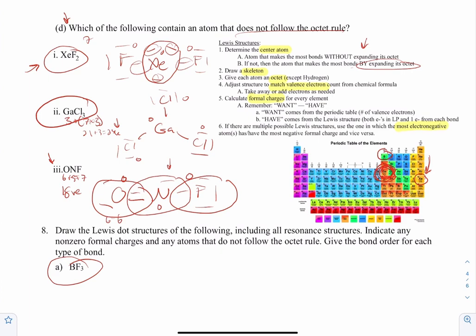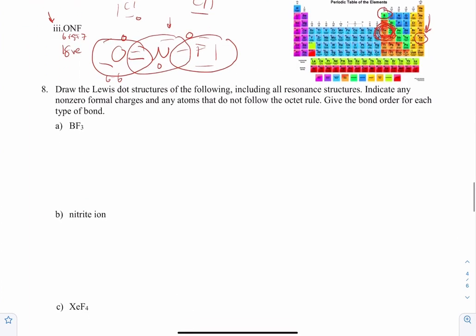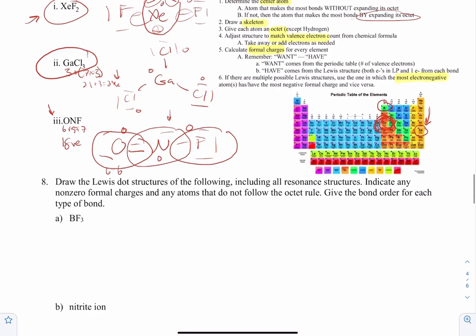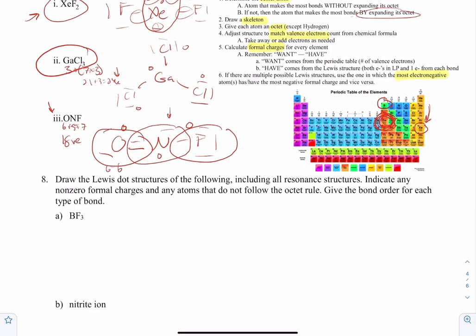Okay. All right. I hope that was helpful. In the next video, we're just going to be cranking through a few examples. I've chosen about 5 that we're going to use these new rules on to depict the correct Lewis structures. Okay. We'll see you in the next video.